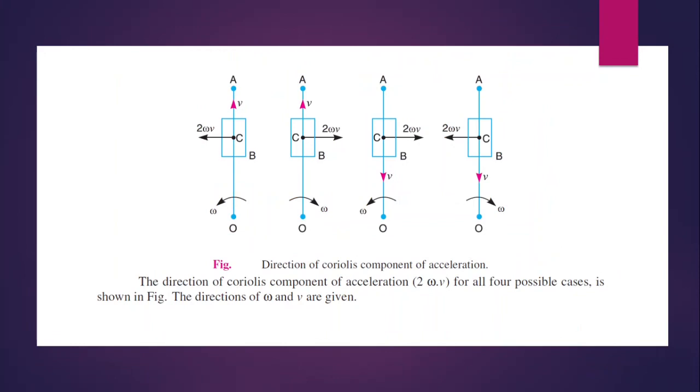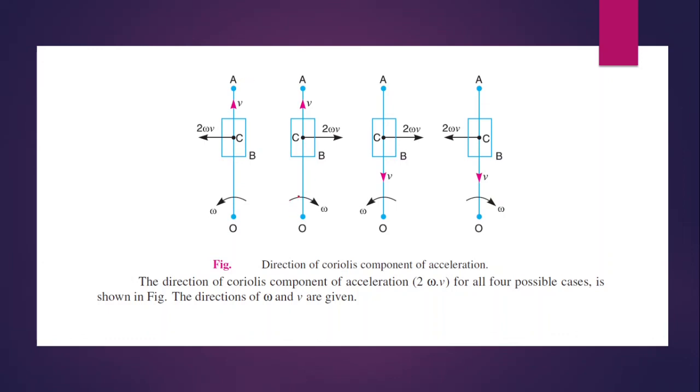Finally, the direction of the Coriolis component of acceleration. When this link is rotating in the anti-clockwise direction and the slider moves in the outward direction, then 2 omega v will be in this particular direction, that means the negative x direction if OA is in the y direction.